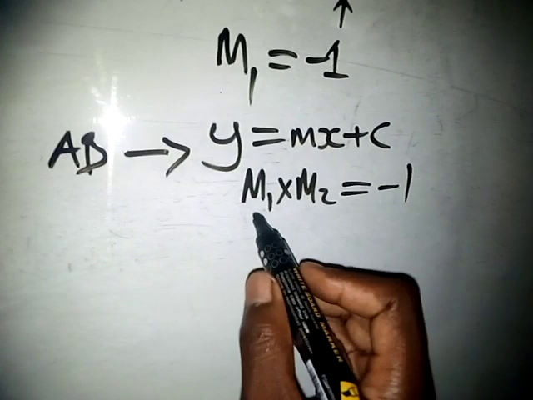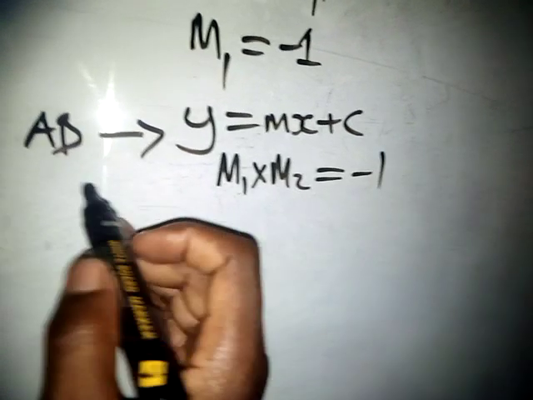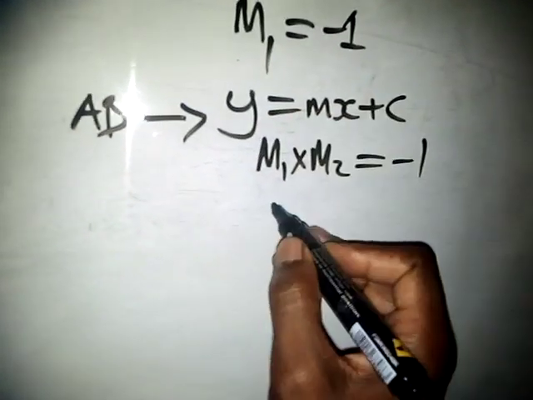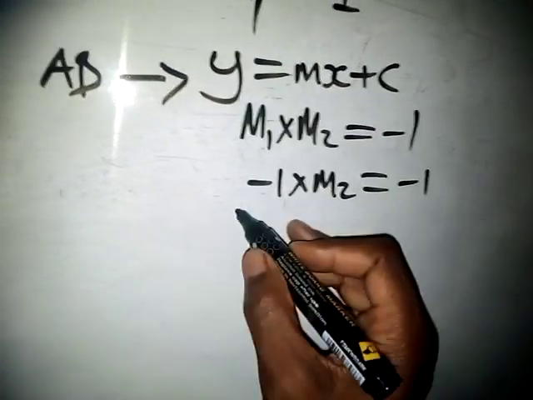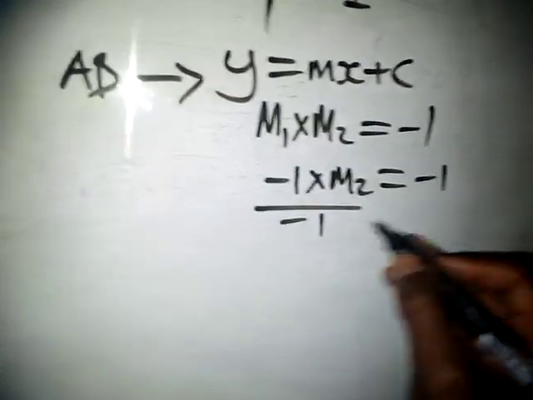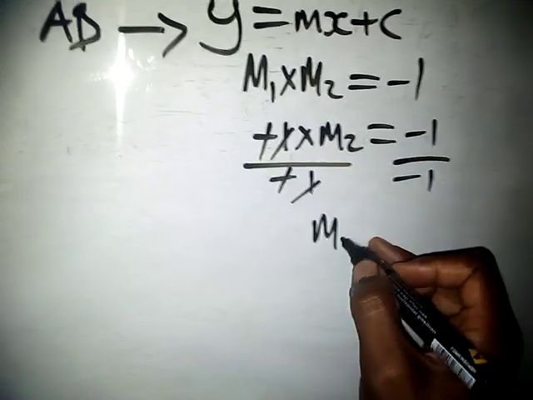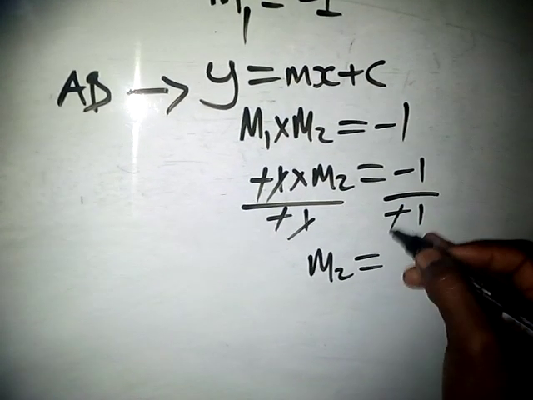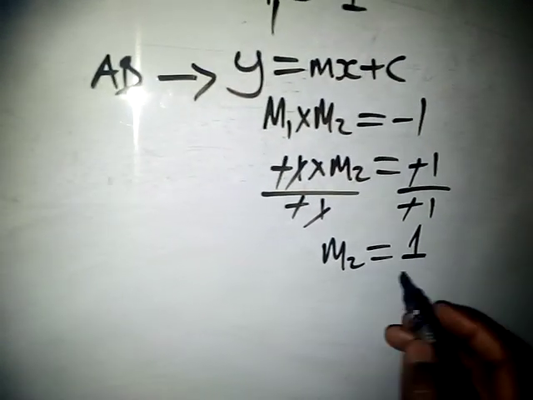So m1 times m2, the gradients of these two perpendicular lines, will equal -1. Now here we already have m1, which is -1. We want to find m2, which is the gradient of line AB, correct? So where we have m1, we put -1. So -1 times m2 will give us -1. We divide both sides by -1 and cancel that. We have m2, the gradient of AB, equals 1. So the gradient of AB is actually 1.